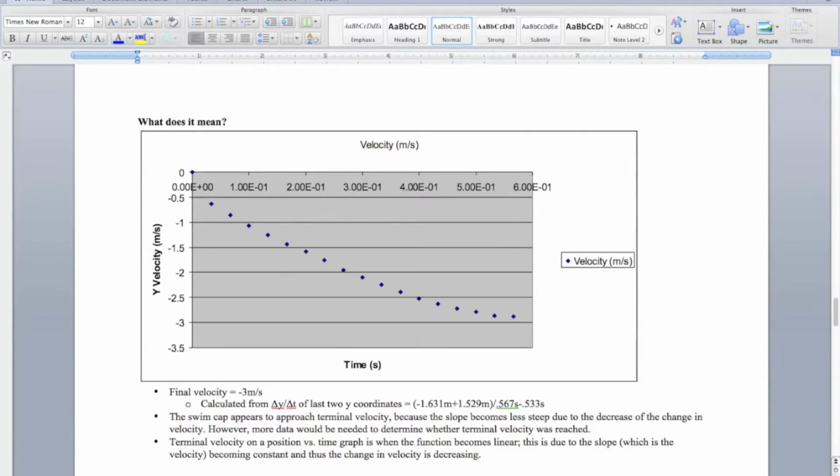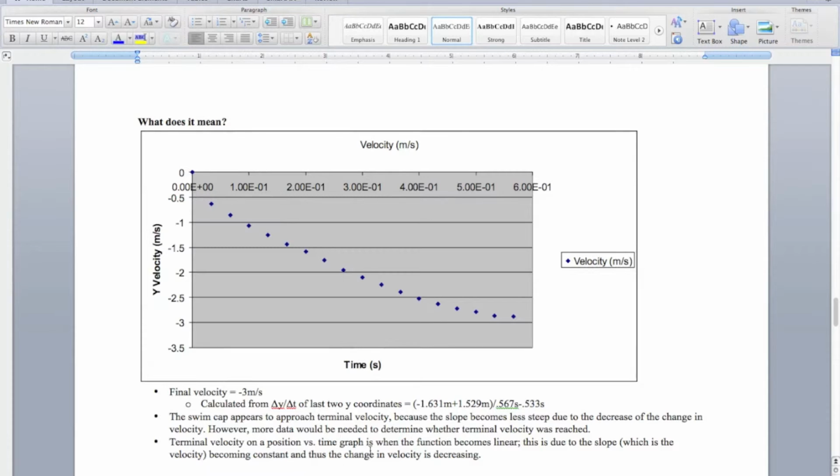What does it mean? Well, we can see here that the observed final velocity equals -3 meters per second, and this was calculated from the y displacement over the change in time of the last two coordinates. The swim cap appears to approach terminal velocity because the slope becomes less steep due to the decrease of the change in velocity. However, more data would be needed to determine whether terminal velocity was reached.